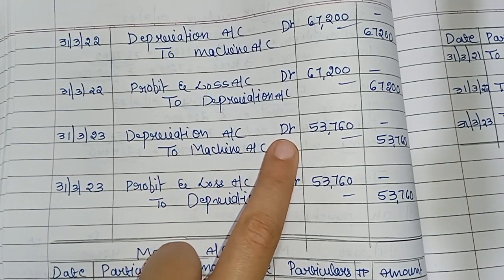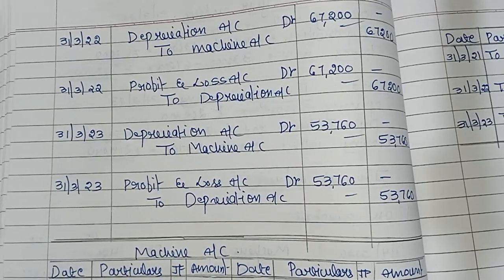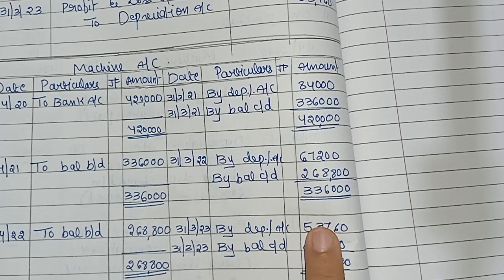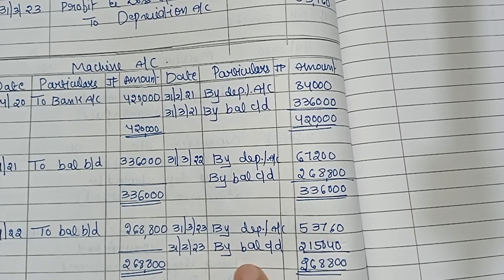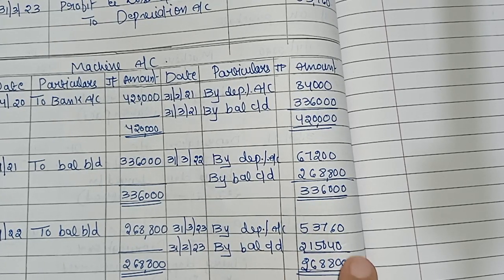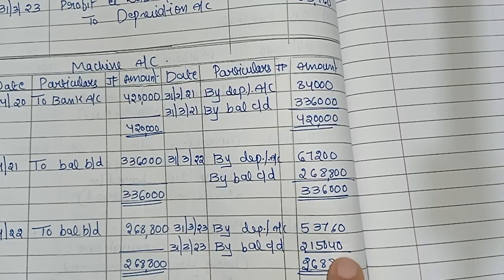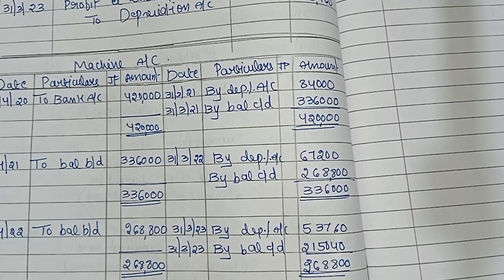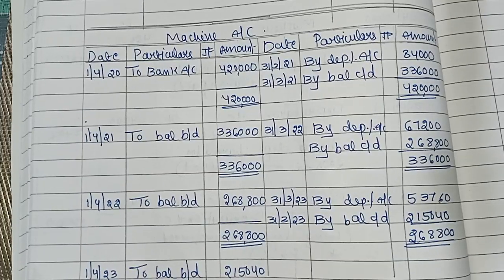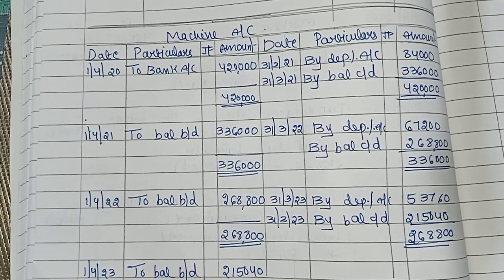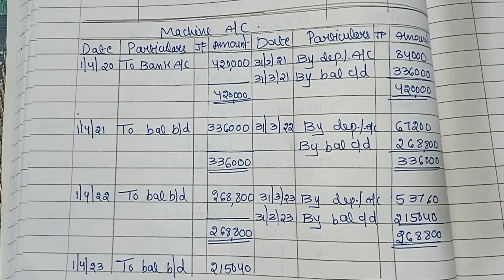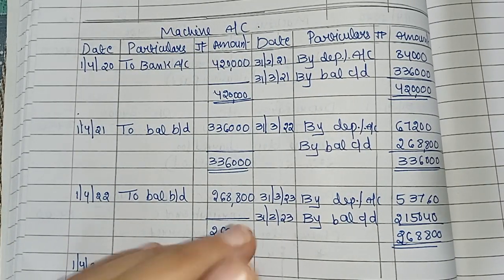Here depreciation account is debited. So in the ledger of machine account, you need to credit the depreciation account, that is 53,760. And now close the account, that is by balance carried on 2,15,040. The third year's closing balance becomes the opening balance of the fourth year, 1/4/23, to balance brought down 2,15,040. But here we have to prepare the machine account only for 3 years. Clear? In this way we have to prepare the ledger accounts.